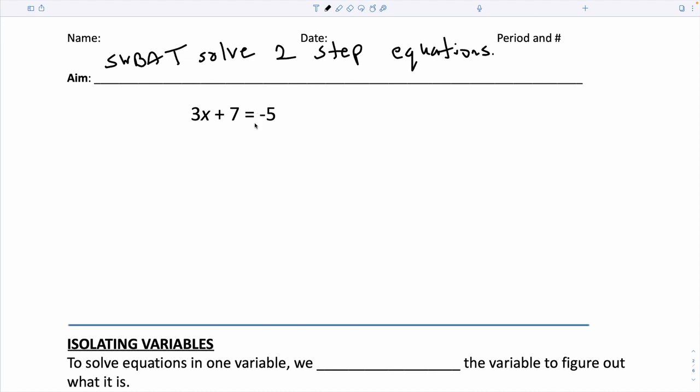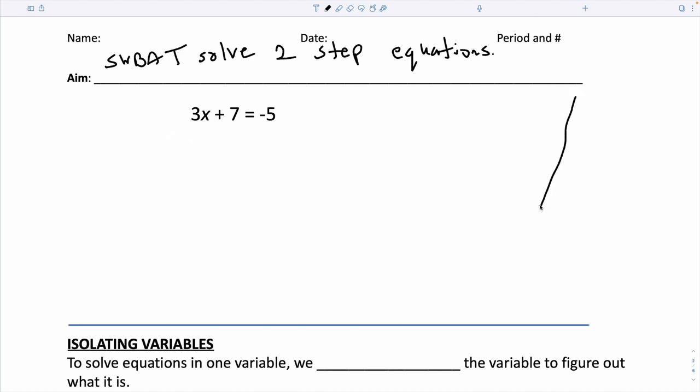So far, up until today, we have been able to get an answer doing one thing. We've added, or we've subtracted, or we've multiplied, or we've divided, and then we had an isolated variable. With this problem, there are two things happening. We are adding a 7, and we're multiplying a 3.